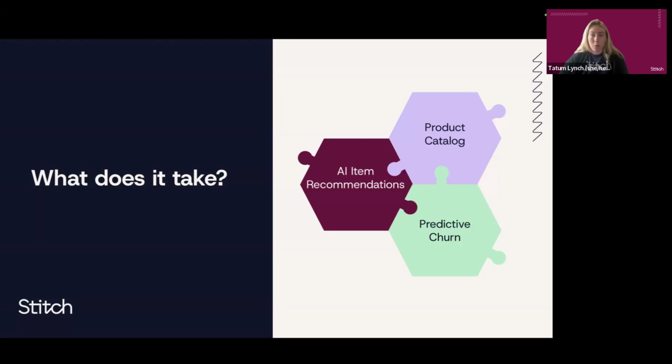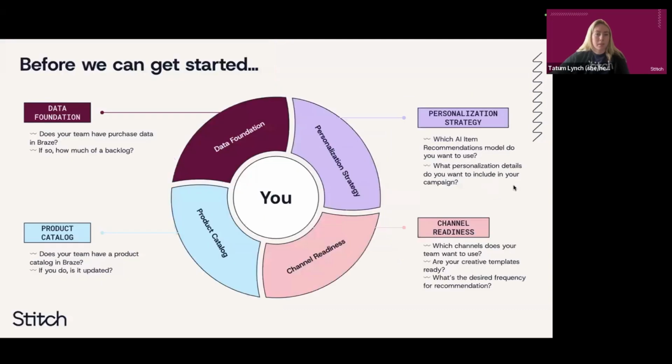And specifically for product recommendations, we need three items. We need a product catalog within Braze, and we're also going to leverage two of Braze's AI tools, one of those being Predictive Churn and AI item recommendations, which we're going to talk more about here in just a few minutes. But before we can even get started, right, we really have to lay down the foundation, do some discovery, and really just understand what's your brand's end goal? What are you hoping for these campaigns to look like?